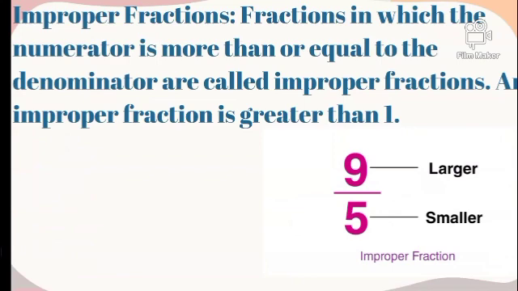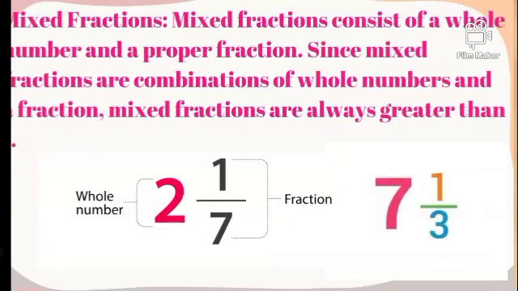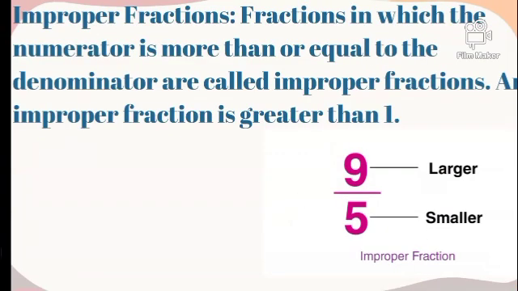Improper fraction is one in which the numerator is more than or equal to the denominator. When the numerator is more than the denominator, it is called an improper fraction. 9 is larger, 5 is smaller, so this is an improper fraction.